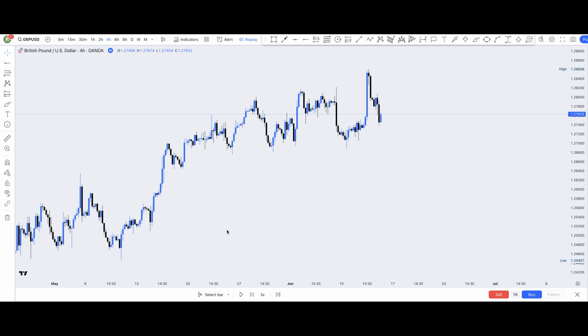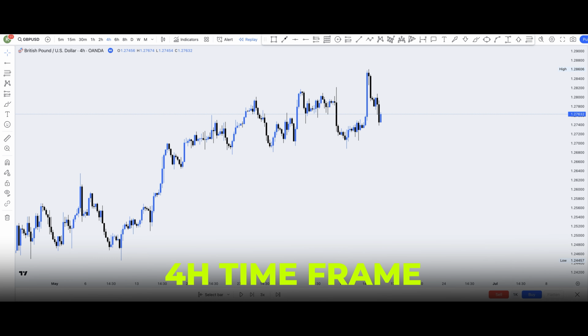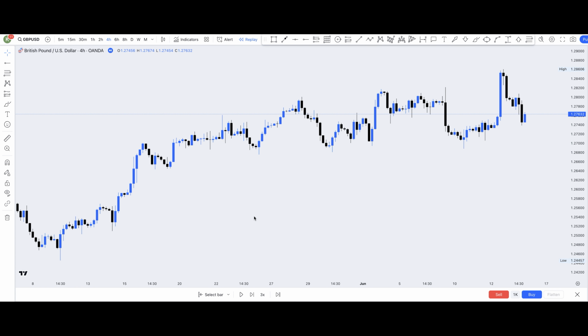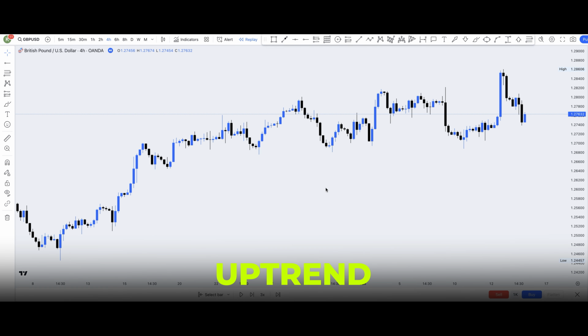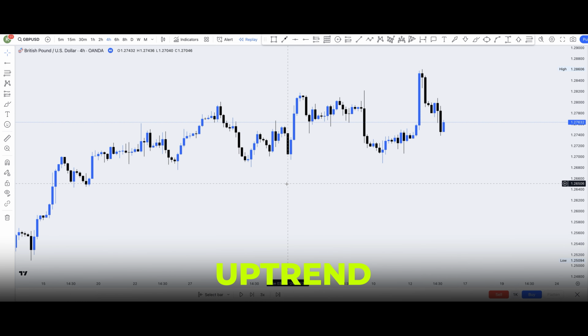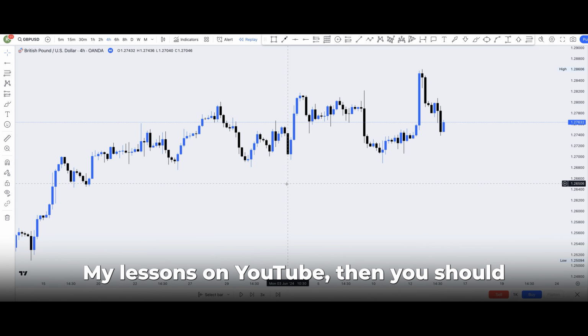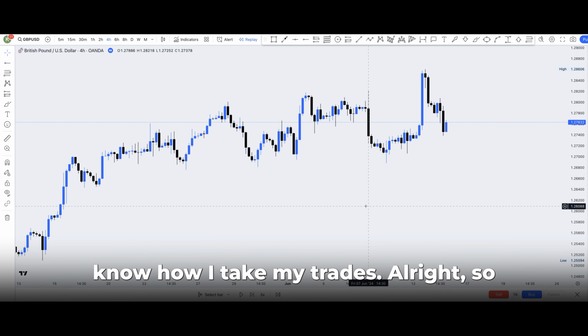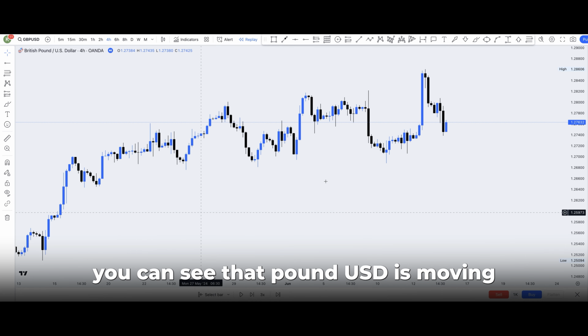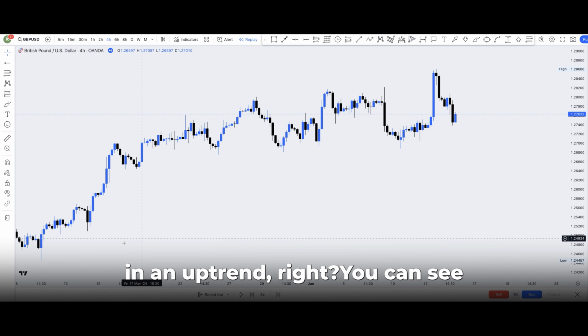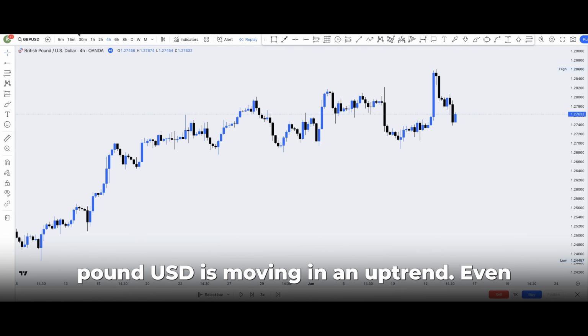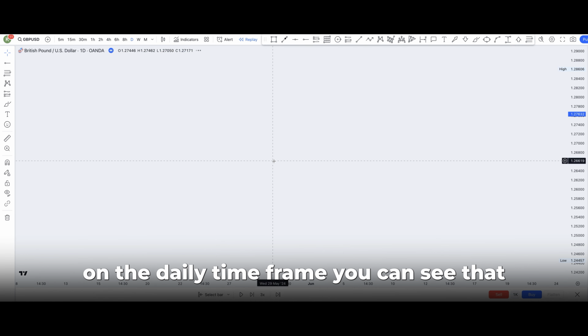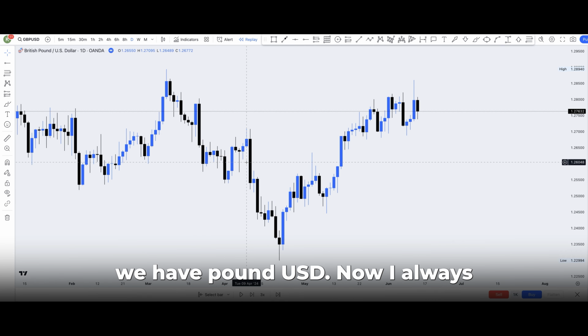Okay, so this is pound USD on the 4-hour time frame, and we are moving in an uptrend. If you've been seeing my analysis or you follow my lessons on YouTube, then you should know how I take my trades. So you can see that pound USD is moving in an uptrend. Even on the daily time frame, you can see that we have pound USD.